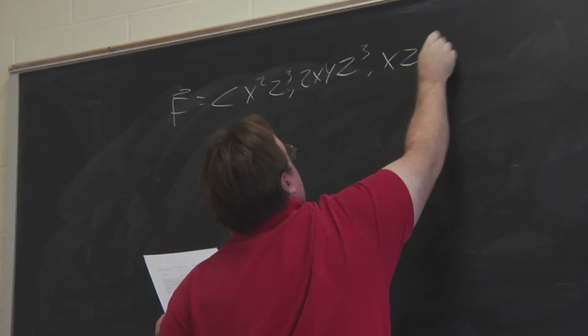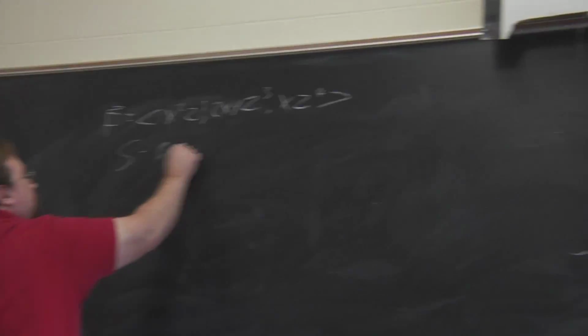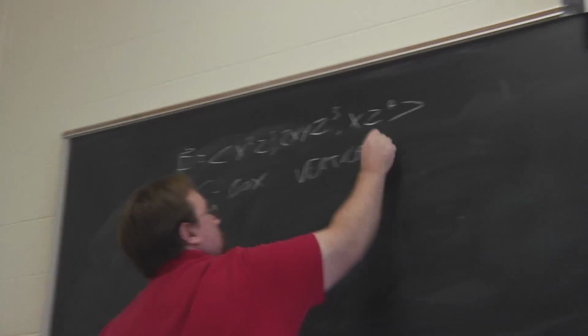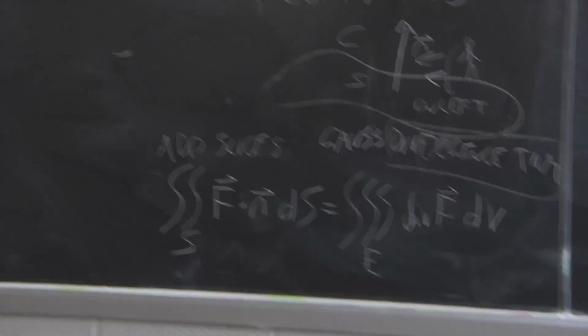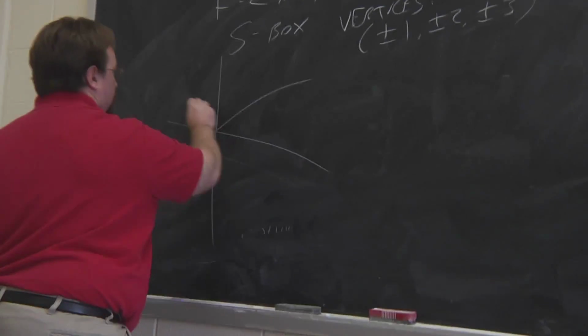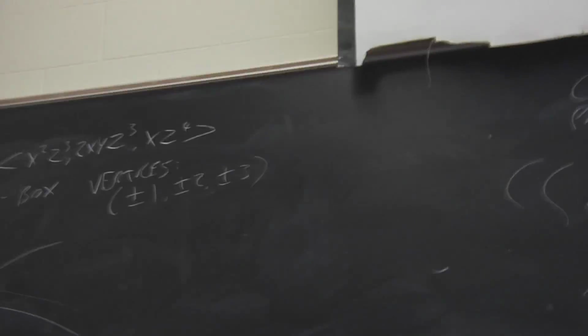X z to the 4. So here's your vector field. And then the surface is a box, and the vertices have x coordinates plus or minus 1, y coordinates plus or minus 2, z coordinates plus or minus 3. So these are your bounds in x, these are your bounds in y, and then here are your bounds in z.